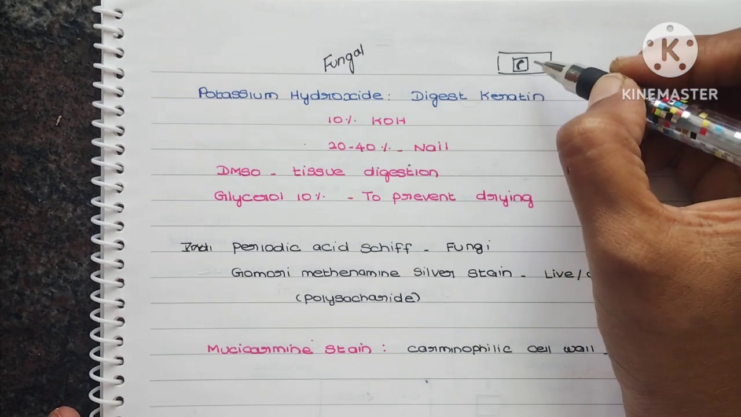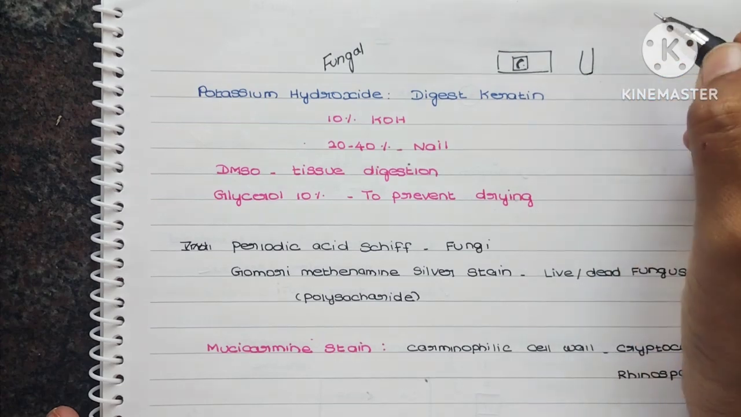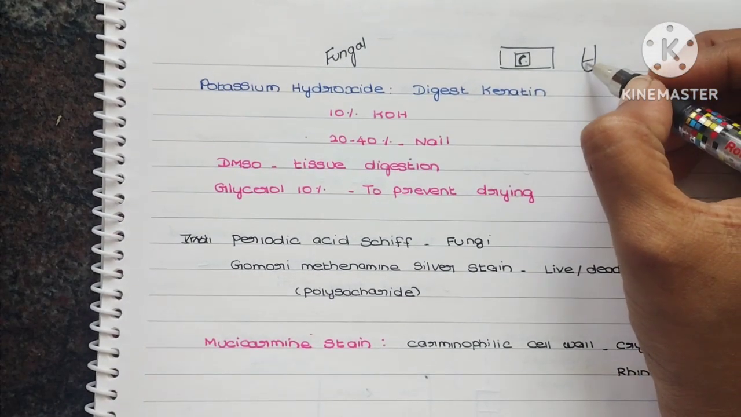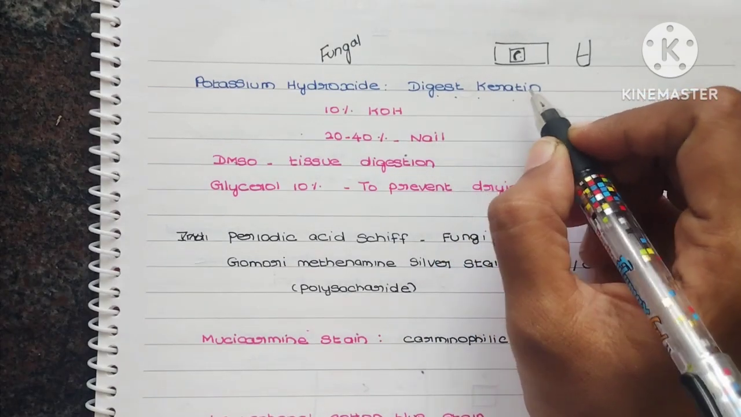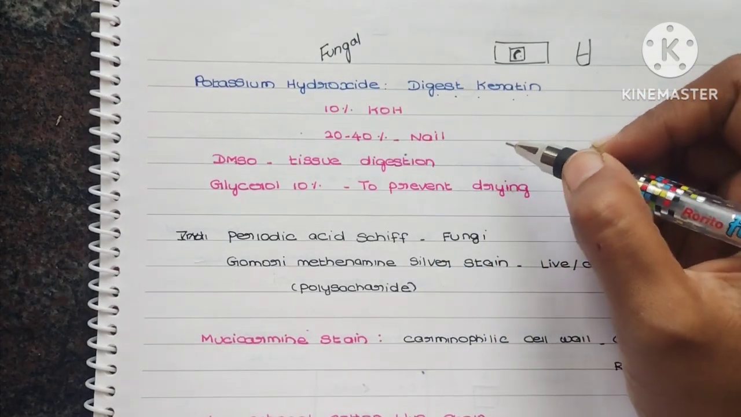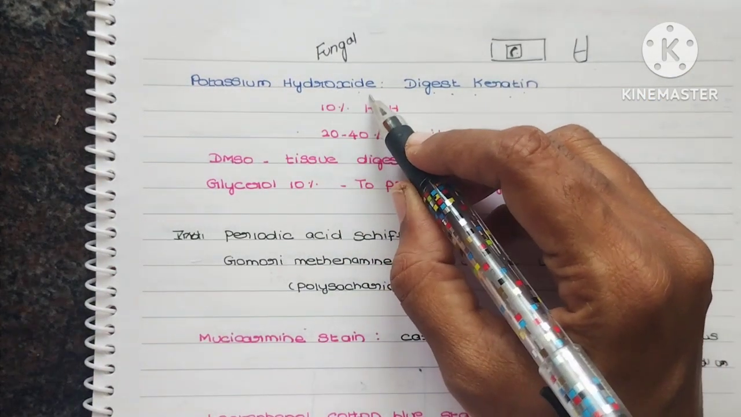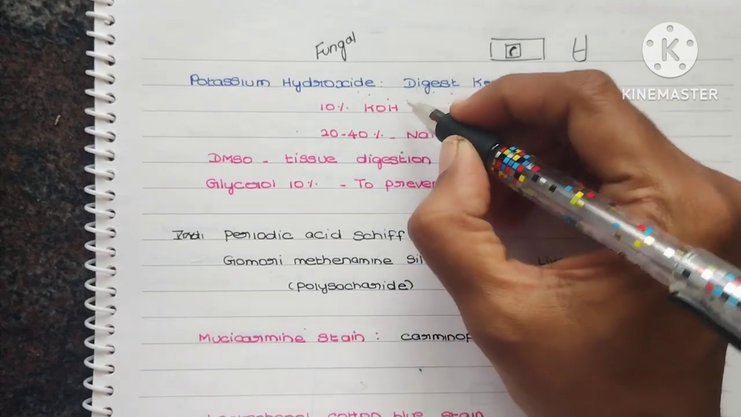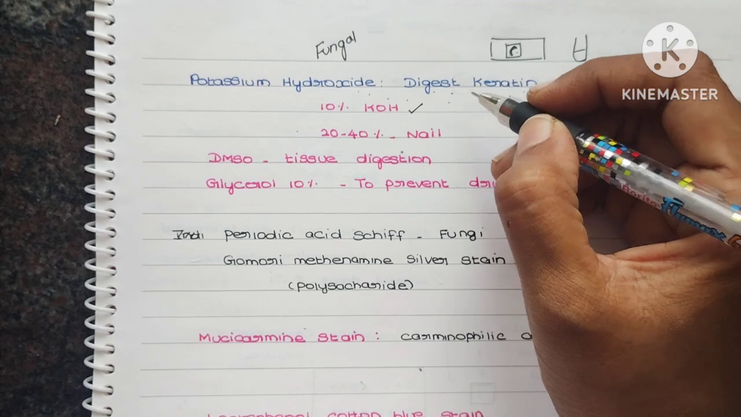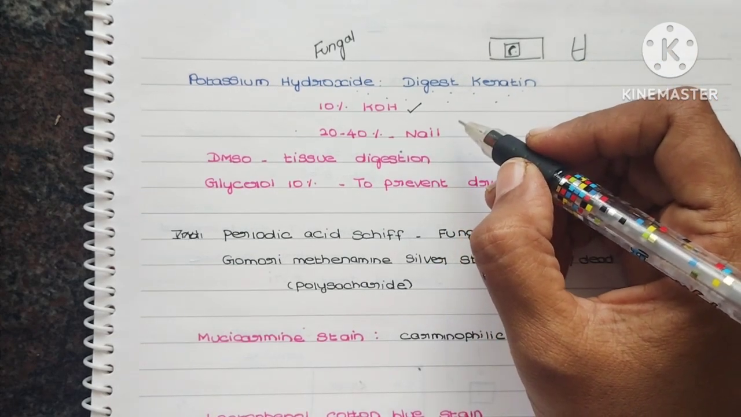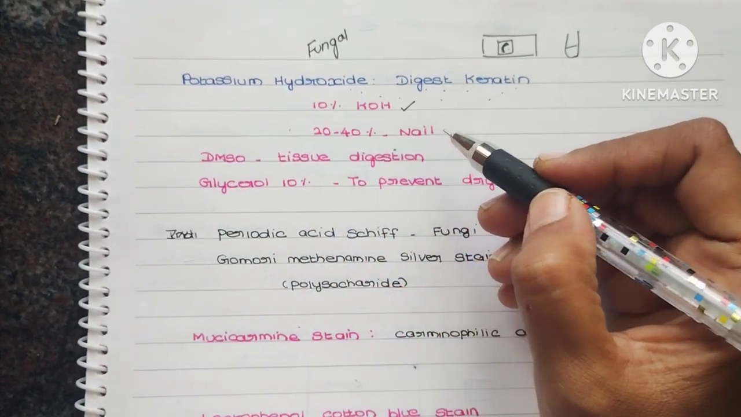But generally, what they will do in the lab is take a sample and keep it in a test tube with KOH immersed. What happens is it will digest all the keratin present in the nails and make the hyphae clearly visible under the microscope. So the main action of potassium hydroxide is to digest the keratin. Normally we use 10% potassium hydroxide, but for the nail, since it's very thick, we use up to 40%, and DMSO can be added. It is mainly for tissue digestion.